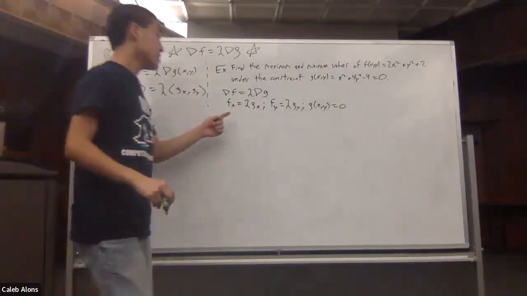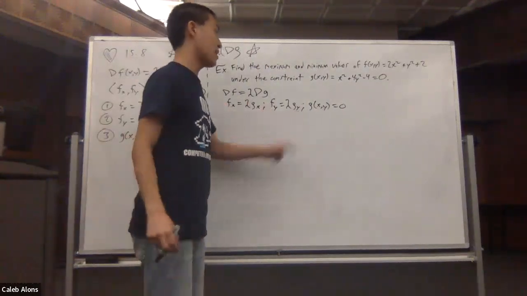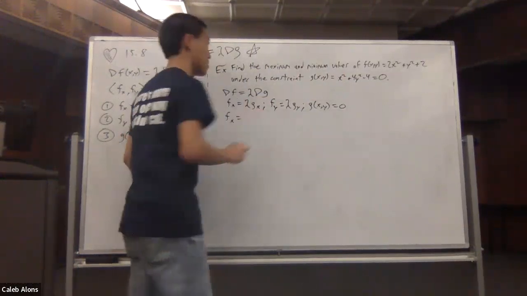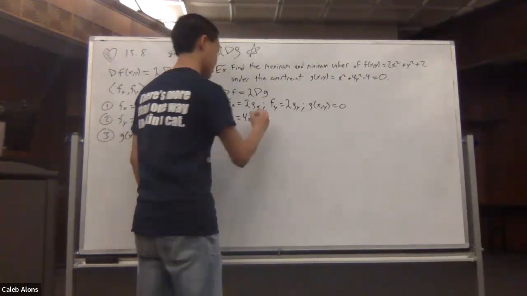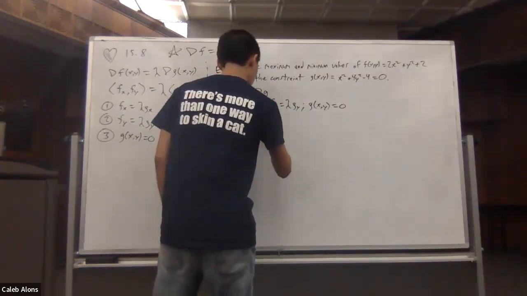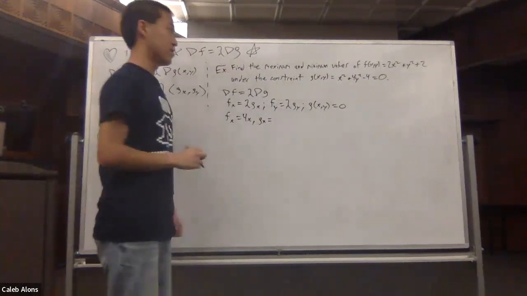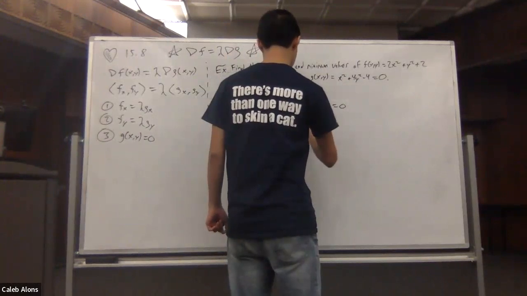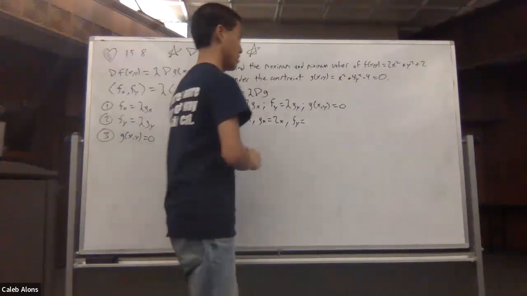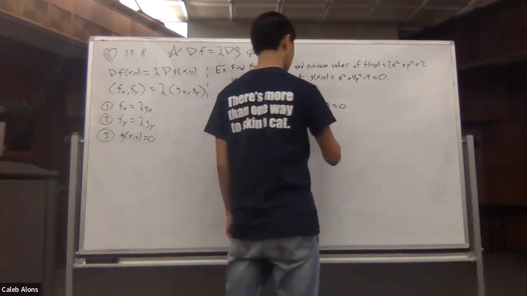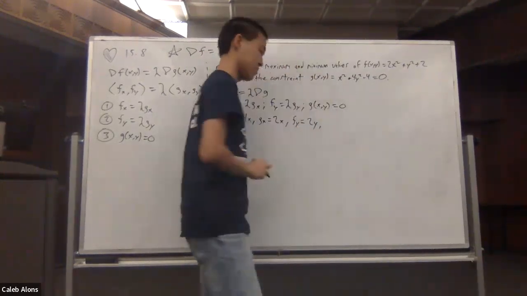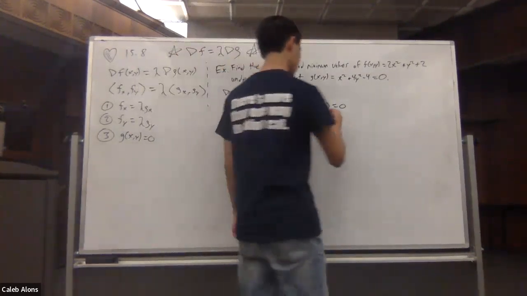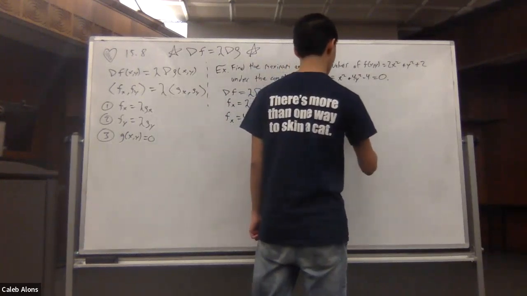So if we need to know Fx, Gx, Fy, and Gy, potentially we could just start by finding those, right? So what is Fx? 4x. Yeah, 4x. Nothing crazy. What is Gx? 2x. What is Fy? 2y. Good. Gy is 8y.